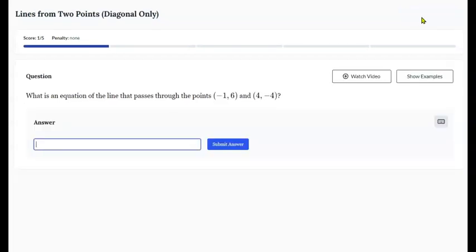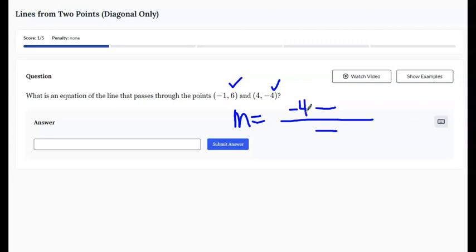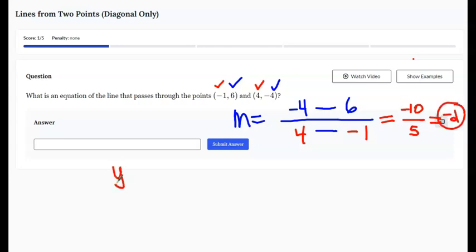All right, one last time. Again, I have to find my slope value first. I need a giant subtraction fraction, and I start with my y's. So negative 4 minus 6. Then I start with my x's. 4 minus negative 1. And then I compute using a calculator if I need to. Negative 4 minus 6 is negative 10. 4 minus negative 1 is 4 plus 1, which is 5, which gives me a slope of negative 2. So that is going to be my m number.